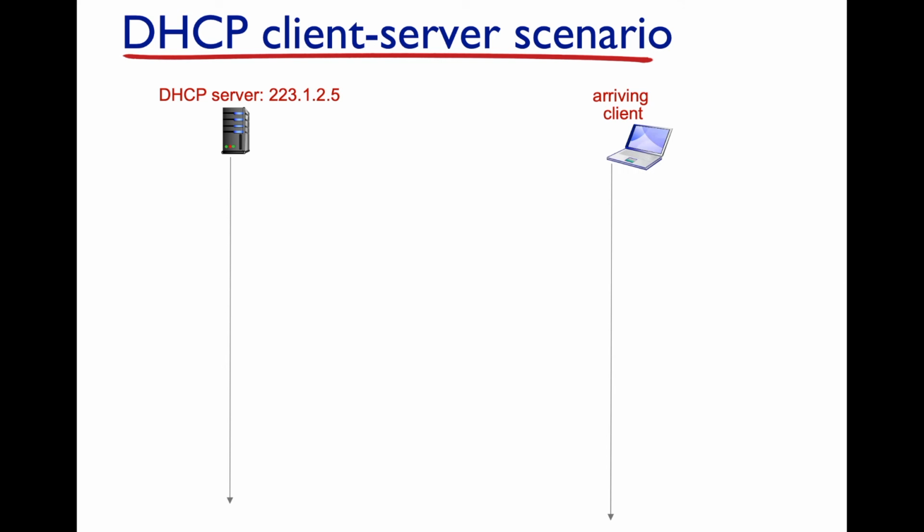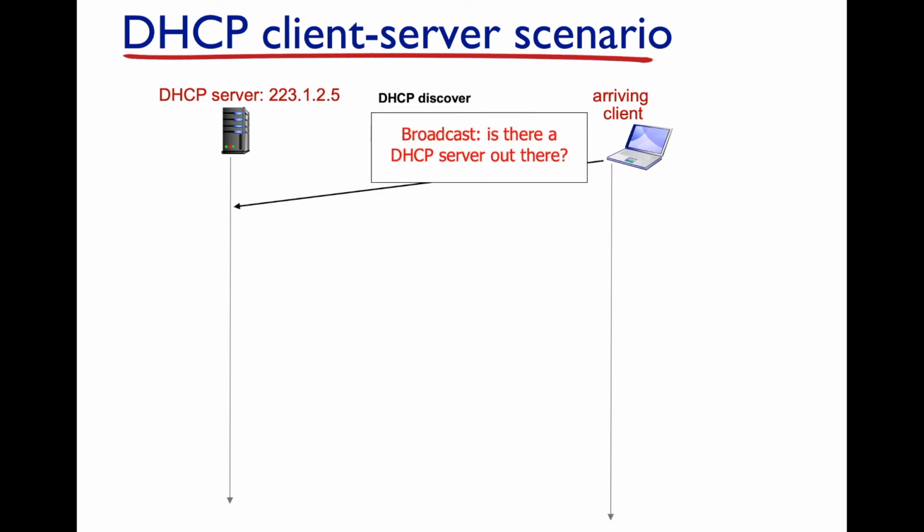So what happens here? You have your arriving client. It sends out a broadcast, and so the network is flooded with your request message, and it says, is there a DHCP server out there? The DHCP server responds back, but the message that this arriving client sends is going to have a source IP address of all zeros because it doesn't have an IP address yet.